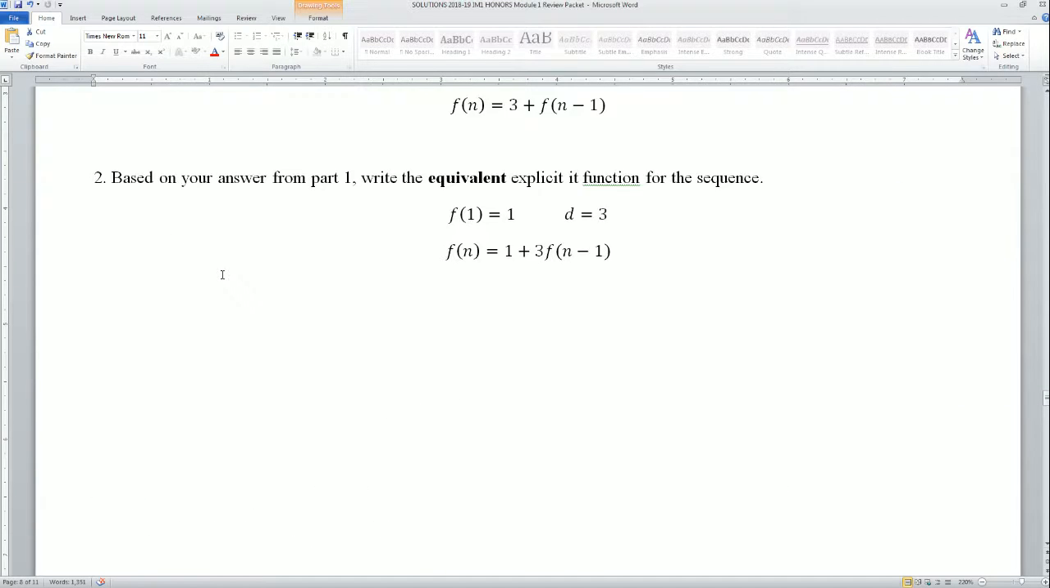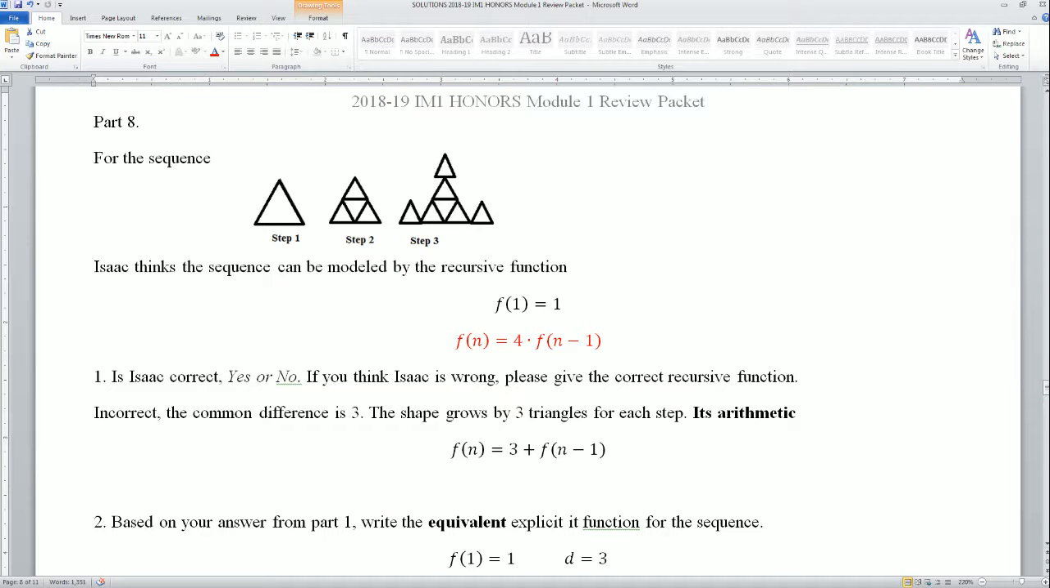That is your part 8, which covers parts 5, 6, 7, and 8.